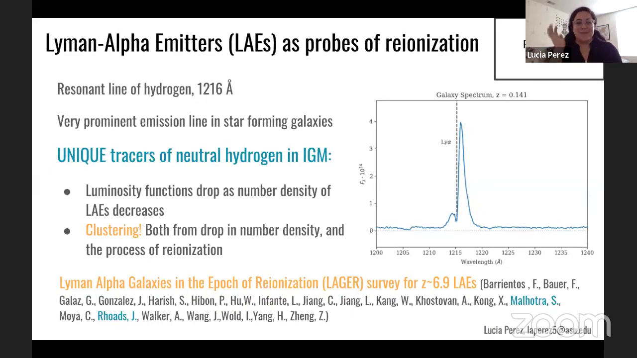So the LAGER team, which is a really good collaboration who you can see at the bottom of the screen, works between China, Chile, and the United States.